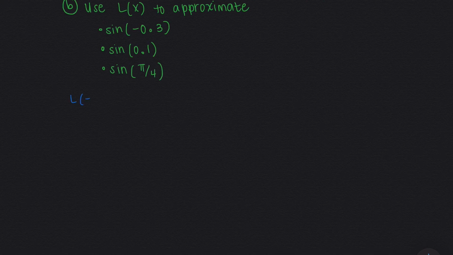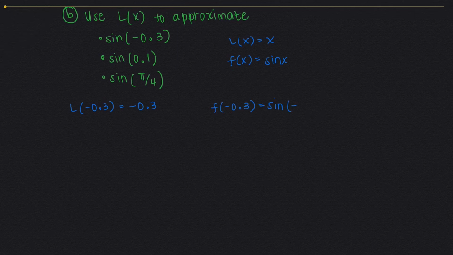L of negative 0.3 would give us negative 0.3. Remember, L of x is x and f of x is just sine of x. Okay, so f of negative 0.3 would be sine of negative 0.3, which gives us negative 0.295 if we truncate after 3 decimals, like the AP exam likes us to do.